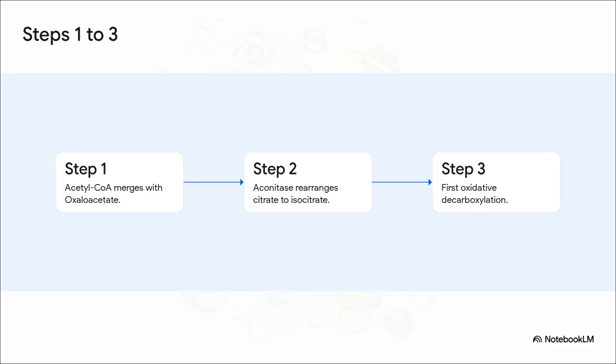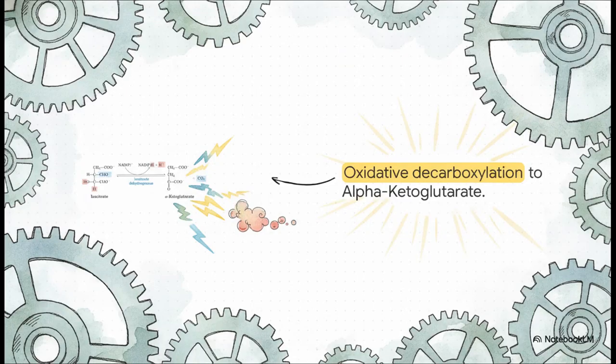Then in step 2, an enzyme called aconitase steps in and gently rearranges this new citrate molecule into an isomer called isocitrate. And that perfectly sets us up for step 3, which is a major event. Here, an enzyme called isocitrate dehydrogenase triggers our very first oxidative decarboxylation. Guys, this is our first huge win on the factory floor.